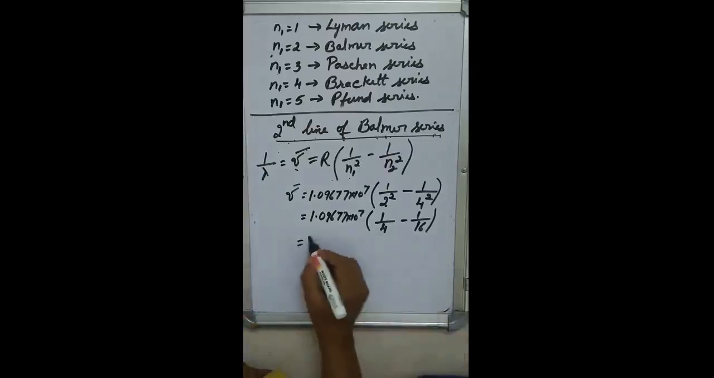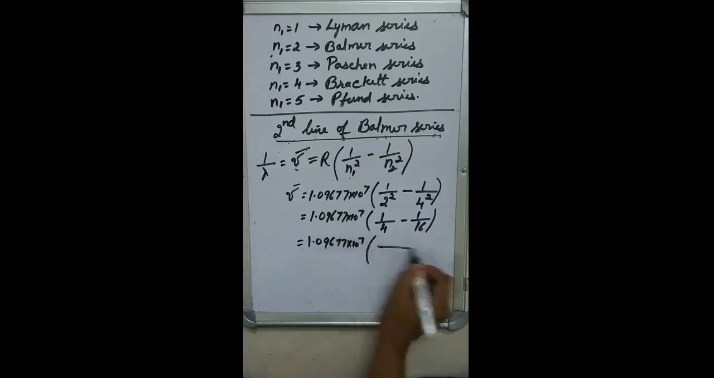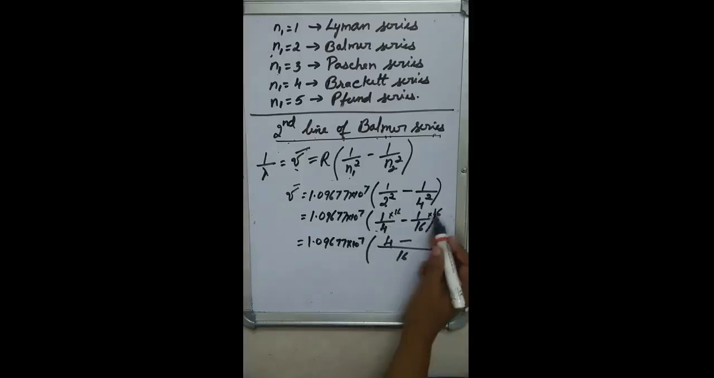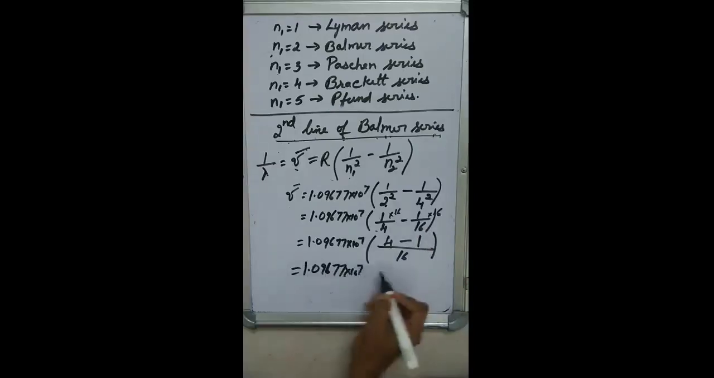Now this number I will write as it is, 1.0967 into 10 to the power 7. So what is the LCM of this? It is 16. So here I will write 16, here also I will write 16. So 4 4s are 16, so 4 is remainder, 16 into 16, this will cancel, so 1 is left. So simplification, this part I will write as it is. So 4 minus 1, it is 3 by 16.